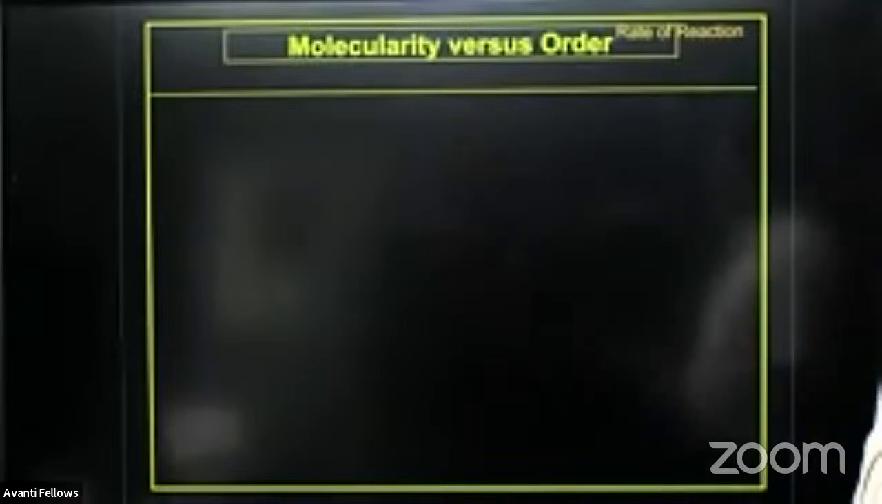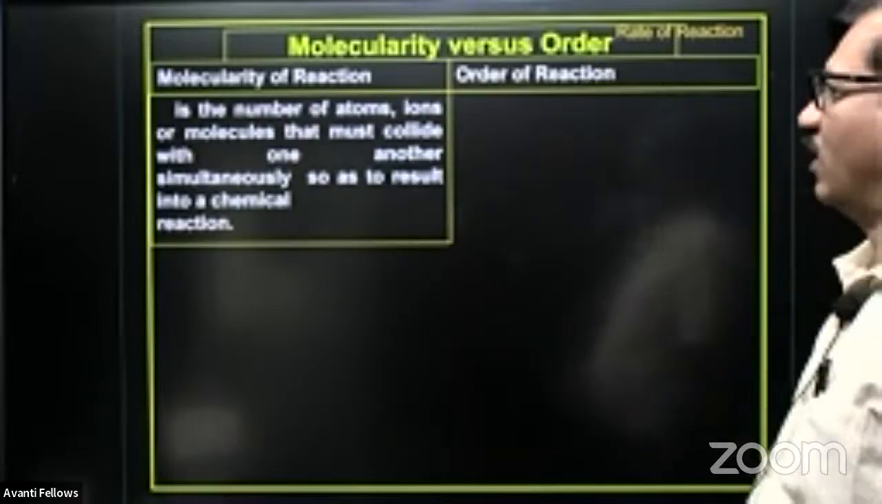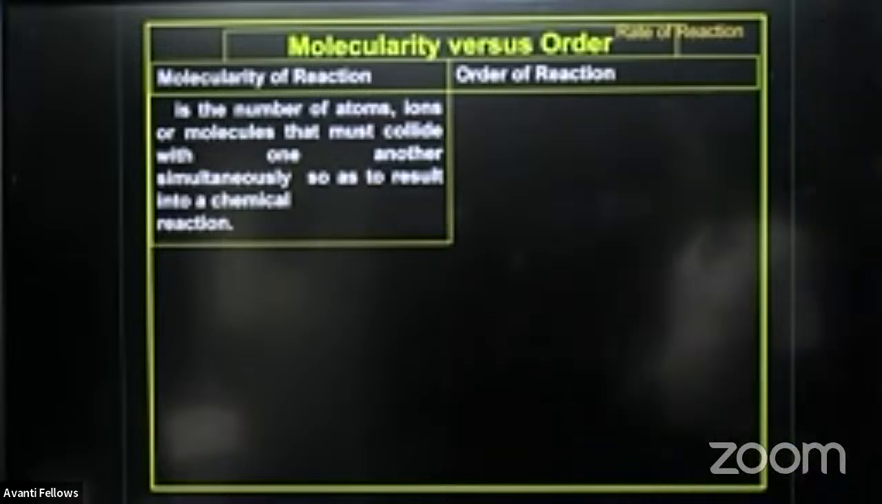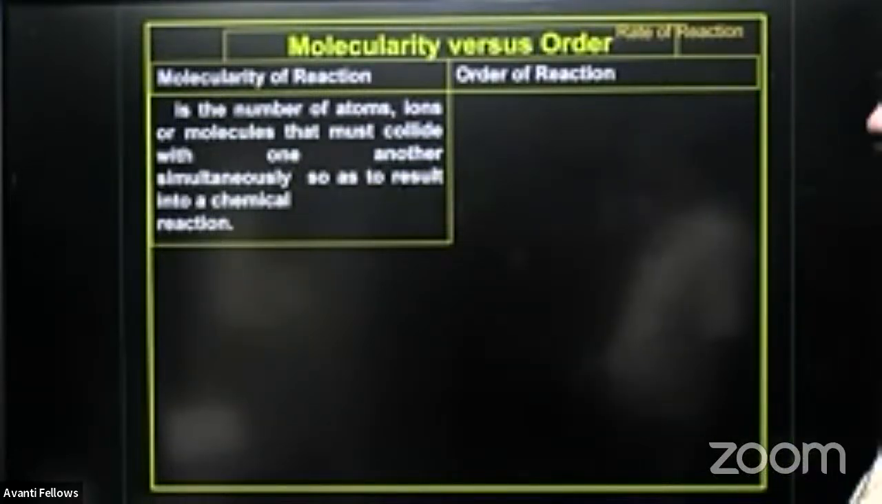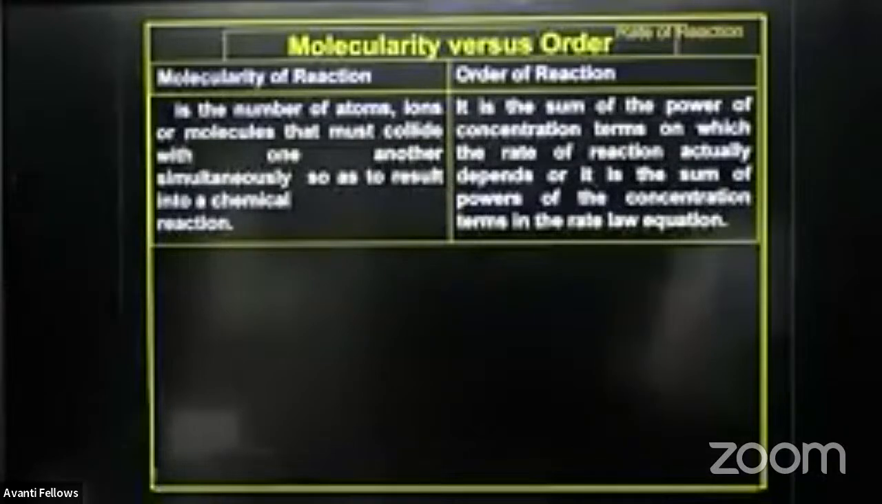So molecularity versus order: 2 terms. Is it confusing? Let us see which points are to be considered. Molecularity is the number of atoms, ions or molecules that must collide with one another simultaneously so as to result in a chemical reaction. This is the definition of molecularity. What is the order of the reaction? It is the sum of the powers of the concentration terms on which the rate of the reaction depends, or the sum of the powers of the concentration terms in the rate law equation or expression.